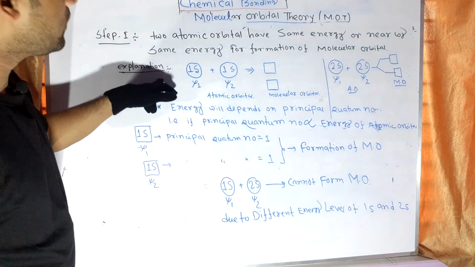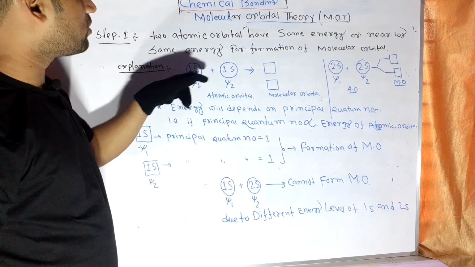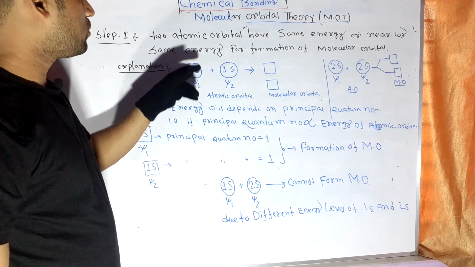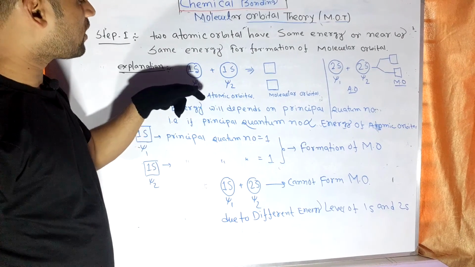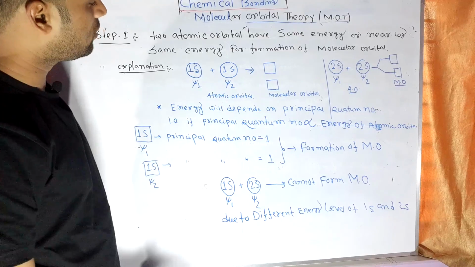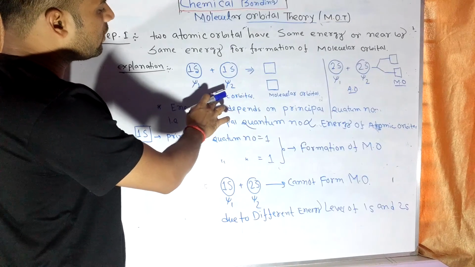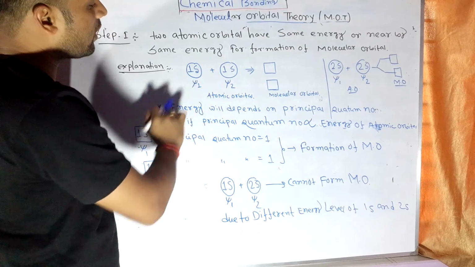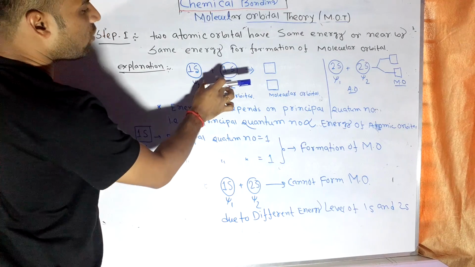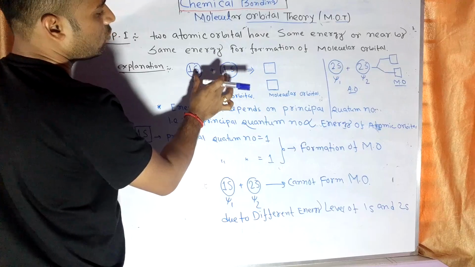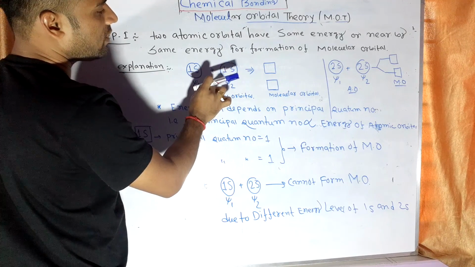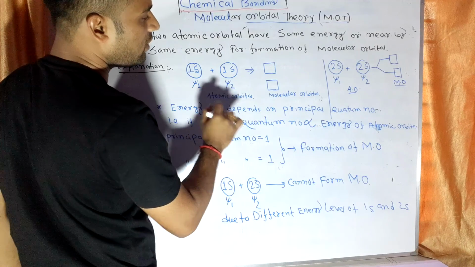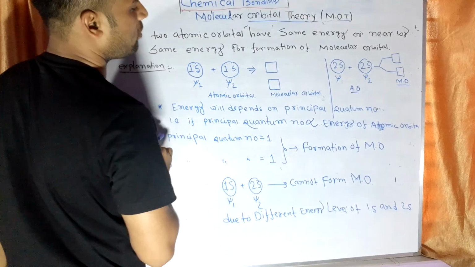What is the explanation? Two atomic orbitals are considered, one is 1s and another is 1s. The two atomic orbitals are denoted by psi 1 and psi 2, because atomic orbitals are always denoted by psi. If two atomic orbitals take part in the reaction, how many molecular orbitals are formed? Two molecular orbitals are formed.